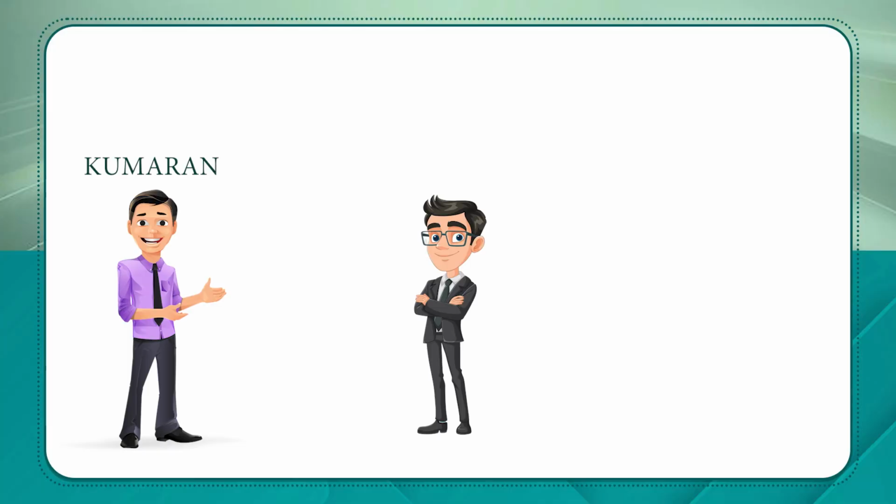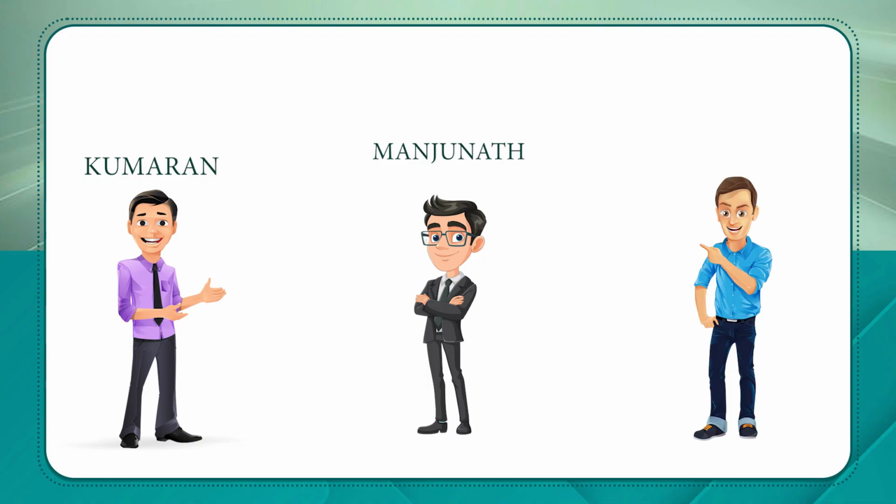With the help of these words, we can understand the conversation. Let's go to the conversation now and later we will discuss each sentence for your better understanding. In this conversation, we have three characters. The first one is Kumaran, the second one is Manjunath, and the third one is the librarian. Let's move on to the conversation now.